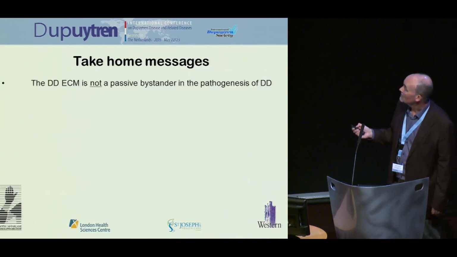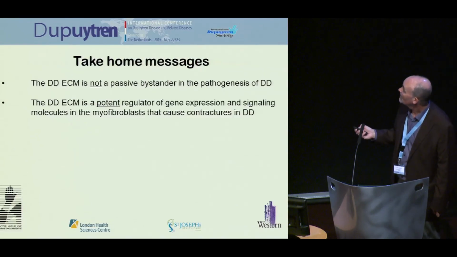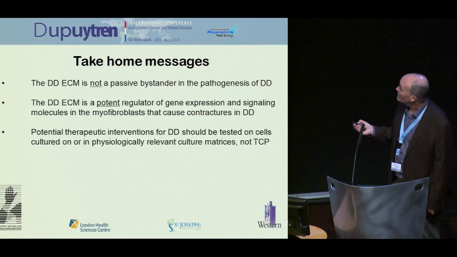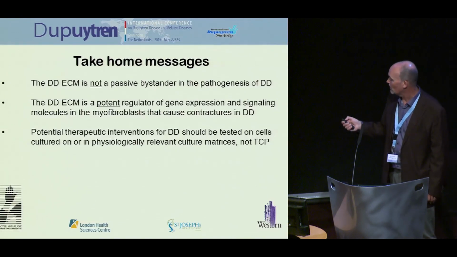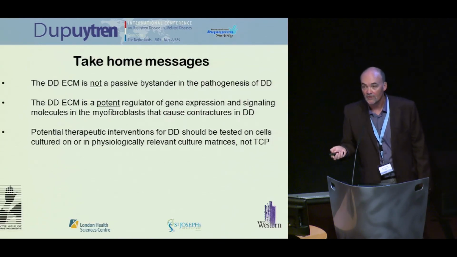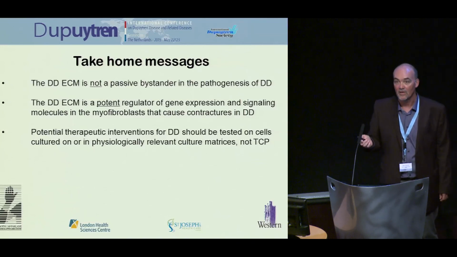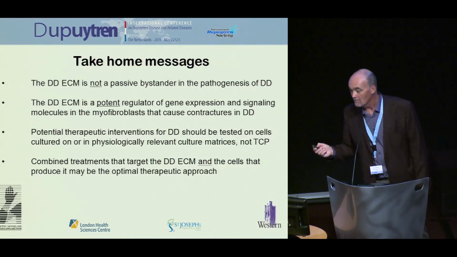So the take-homes. The DD extracellular matrix is not a passive bystander in this disease. It is a potent regulator of gene expression. Potential therapeutic interventions for Dupuytren disease should, in my personal opinion, be tested on cells grown on physiologically relevant culture matrices and not on tissue culture plastic, because it's almost impossible to interpret the data you get from tissue culture plastic. And combined treatments that target both of these things are probably the optimal approach.